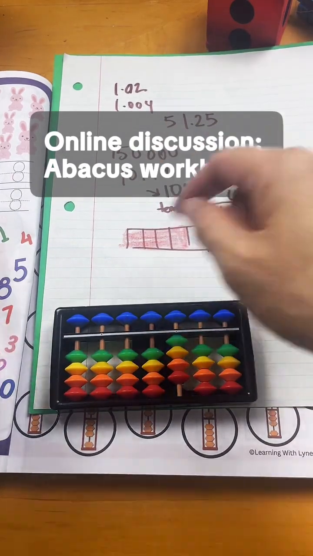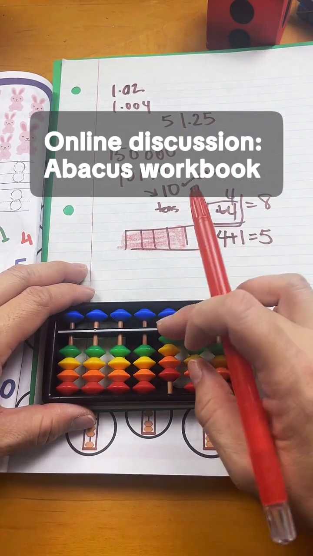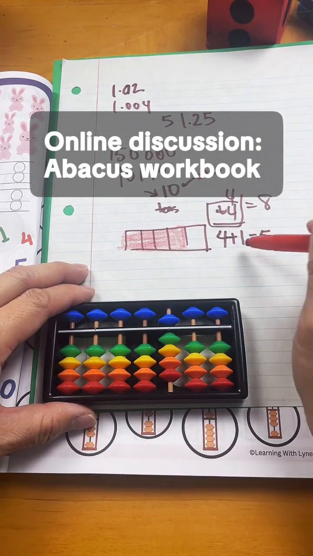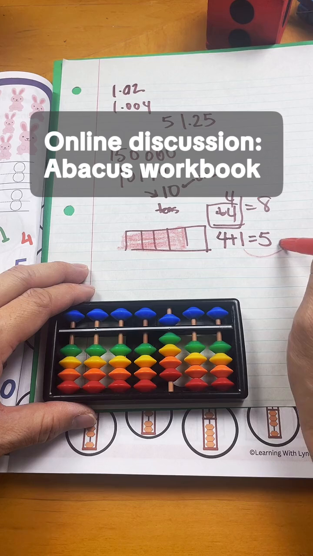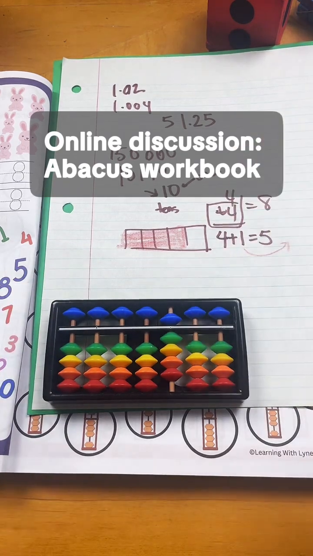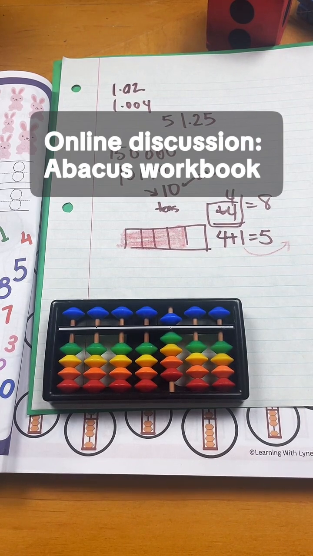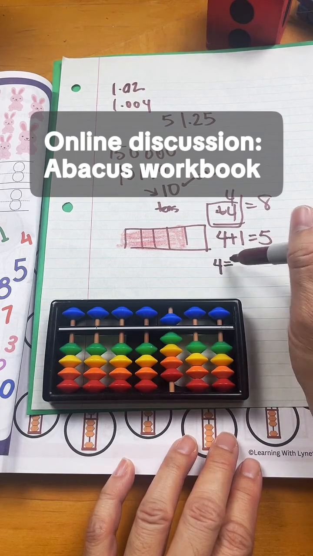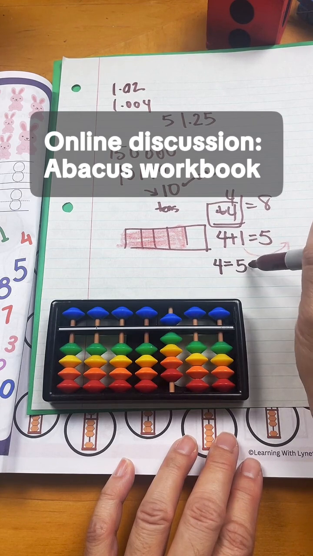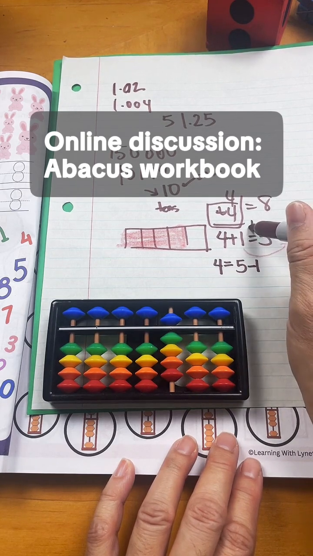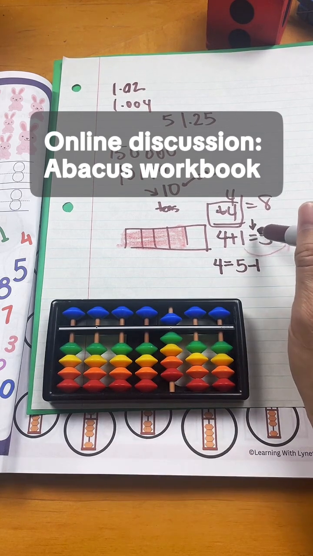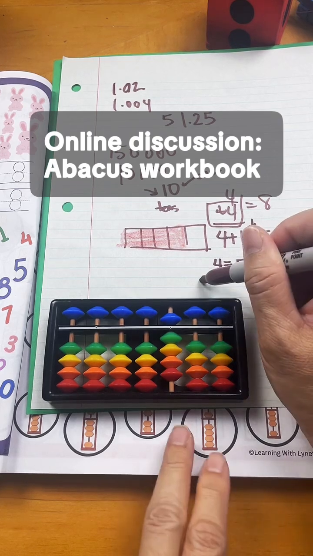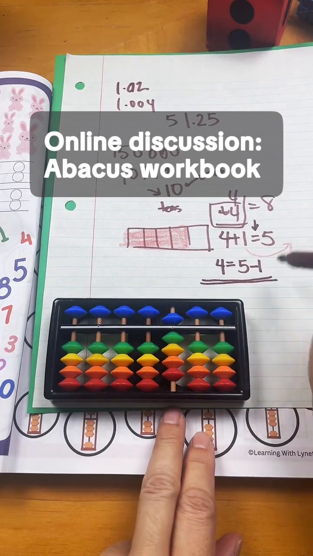But in abacus, we actually take it one step further. I'm going to utilize this 5. So what I'm going to do is I'm going to move this over here. So in algebra, right, we actually have to manipulate things. So this is like an introduction to algebra, because what's going to happen is we're going to rearrange this equation, and we're going to do 5 minus 1, because we want to make sure that this equation is balanced, right? So now we have a balanced equation.